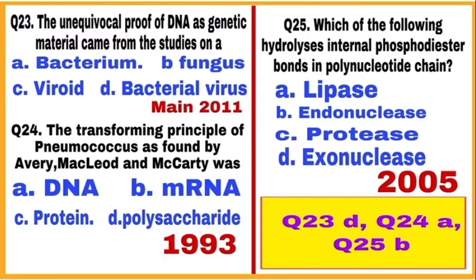Question 25. Which of the following hydrolyzes internal phosphodiester bonds in polynucleotide chain? The enzyme endonuclease hydrolyzes the internal phosphodiester bonds in polynucleotide chain. So, correct answer is B. Mark B.